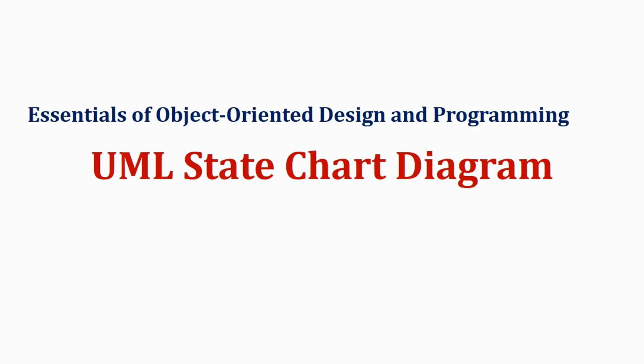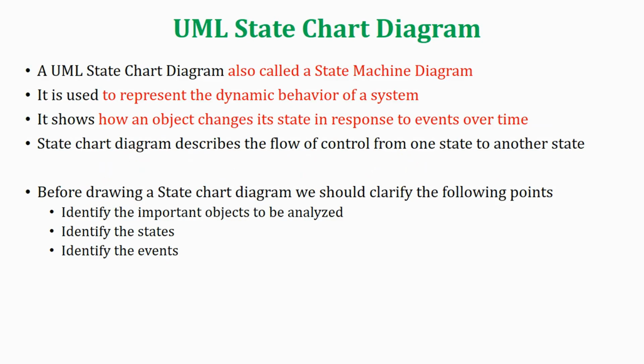In this presentation, we are going to discuss the UML state chart diagram. What is a UML state chart diagram? The UML state chart diagram, also called the state machine diagram, is used to represent the dynamic behavior of the system. It shows how the object changes its state in response to events over time. The state diagram describes the flow of control from one state to another state.